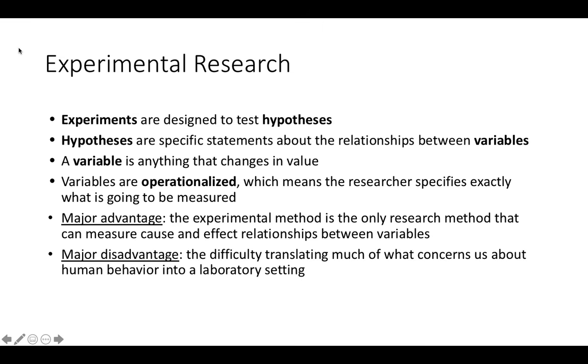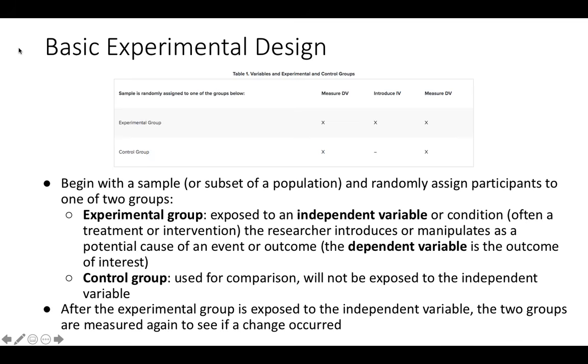The major advantage is that the experimental method is the only research method that can measure cause and effect relationships between variables, but the major disadvantage is the difficulty translating much of what concerns us about human behavior into a laboratory setting.